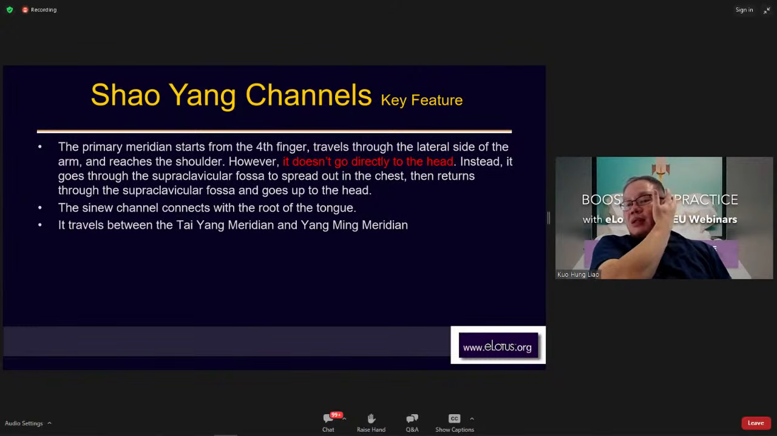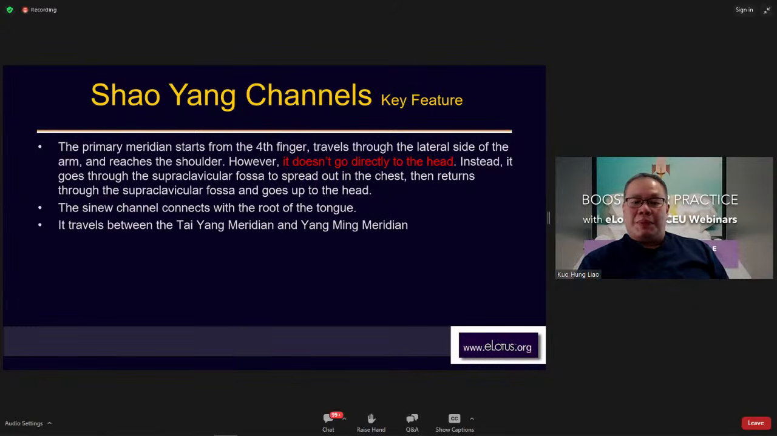When it goes to the face, it doesn't only spread outside of the face, it goes behind the cheekbone and behind the arch here. So basically, it's between the bones and not just outside, it goes inside. And the sinew channel connects to the tongue. So the base of the tongue is actually related to the digestive system too.